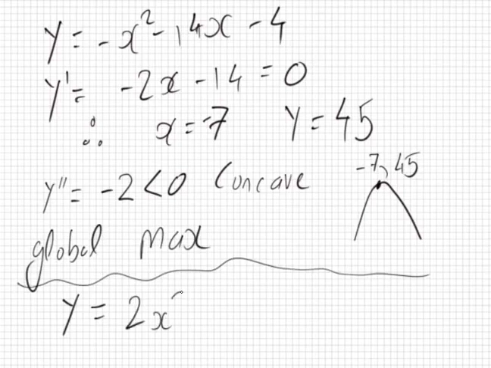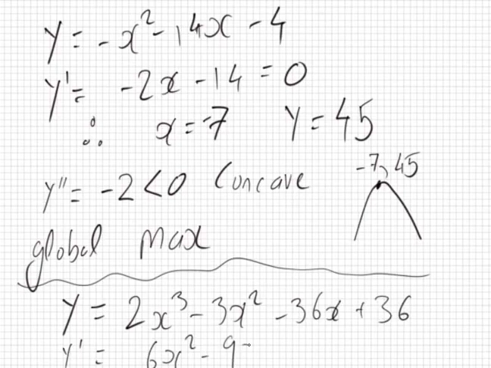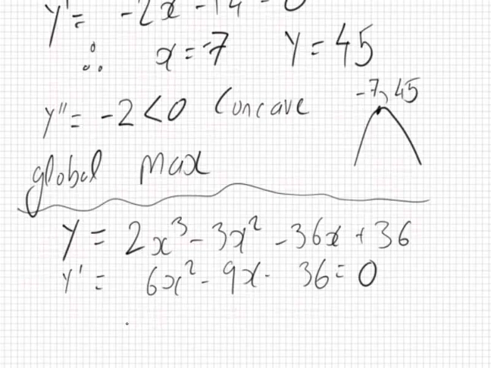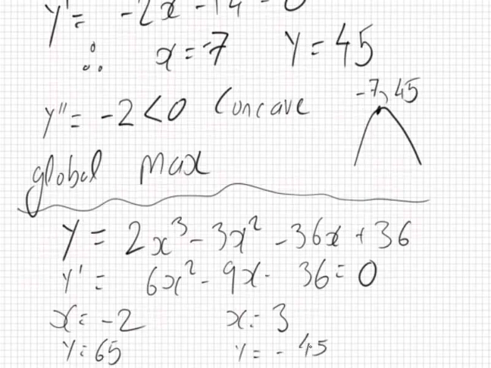Y equals 2x cubed minus 3x squared minus 36x plus 36. So the first derivative would equal 6x squared minus 9x minus 36 equals 0. When you solve that, you get x equals minus 2 or 3. So when x is minus 2, you get y is 65, and when x is 3, you get y is minus 45.